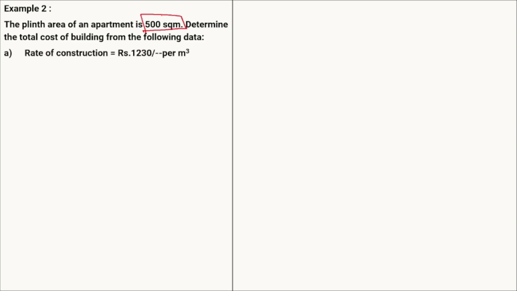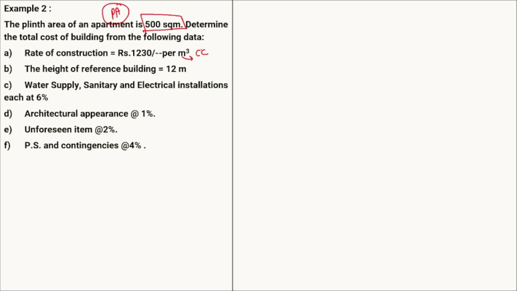So the rate of construction is given as 1230 per meter cube. Again here for this particular proposed building, the Plinth area is given. So we have to consider that the rate is given as a cubical content rate. Now the height of the reference building is given as 12 meter. Services or contingencies are already given. Okay, so now starting with our first step.